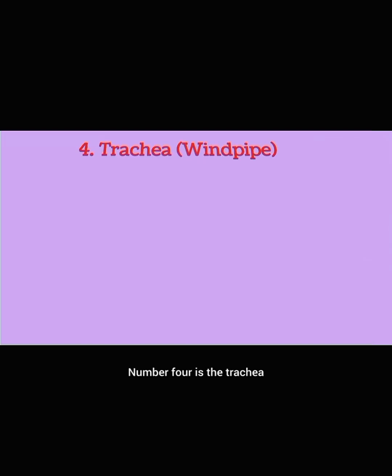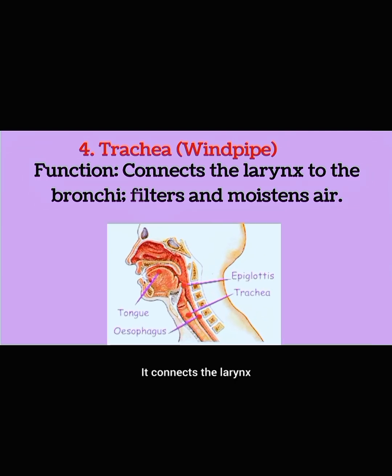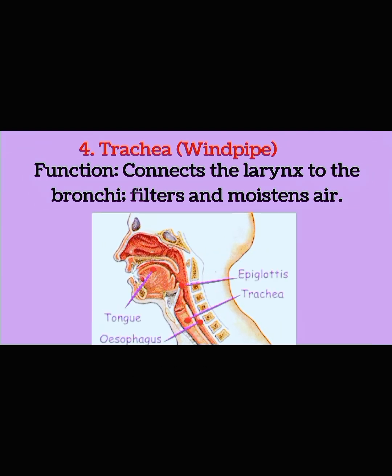Number 4 is the trachea. The trachea is also called the windpipe. It connects the larynx to the bronchi. Apart from that, it also filters the air and moistens the air that passes through the trachea. That's what the trachea does. It connects the larynx and the bronchi together.